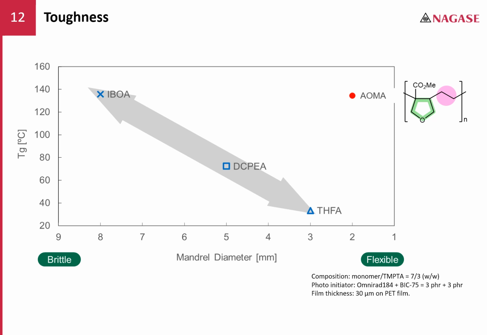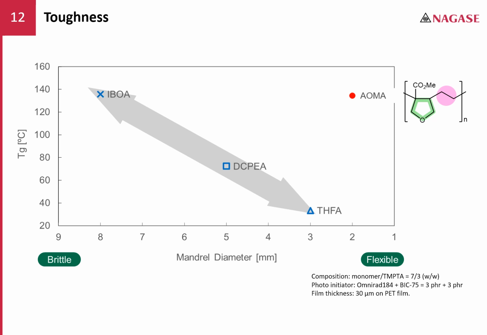Okay, how about toughness? How does AOMA affect the toughness of your coating property? On this graph, we see on the y-axis is T sub G, and on the x-axis is the mandrel diameter, or as you bend your coating around a mandrel or roll, it indicates how flexible your coating is, or your photopolymer is. So we selected a few typical monomers. So we have IBOA up in the upper left, going down through DCPEA, and then THFA.